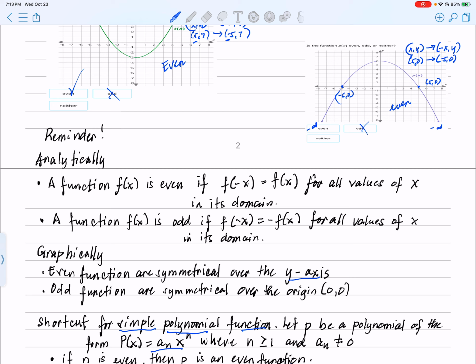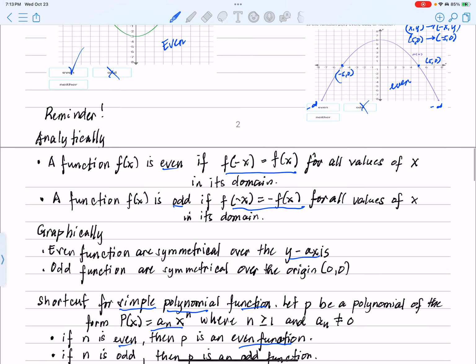Analytically, a function f of x is even, and we have to remember this, if f of negative x, when you substitute negative x, is equal to f of x for all values of x in its domain. It is odd if f of negative x is equal to the negative of f of x for all values of x in its domain.